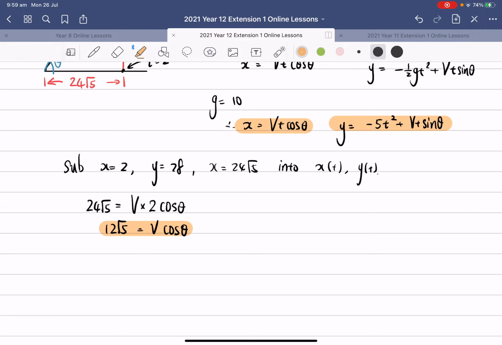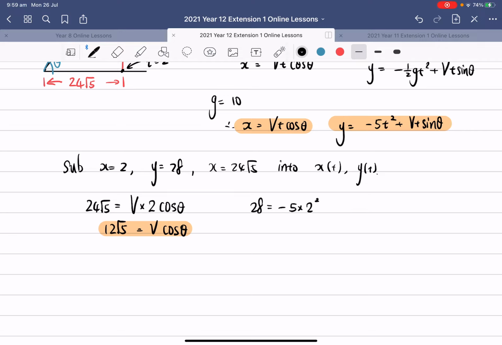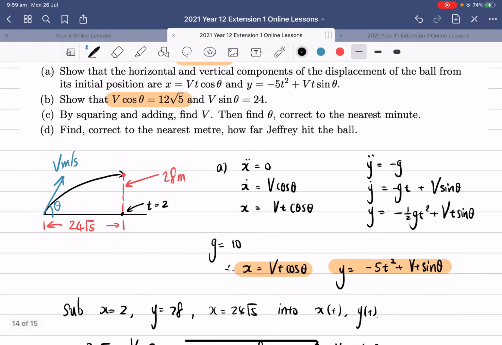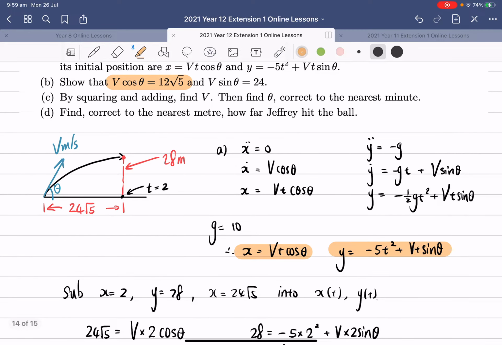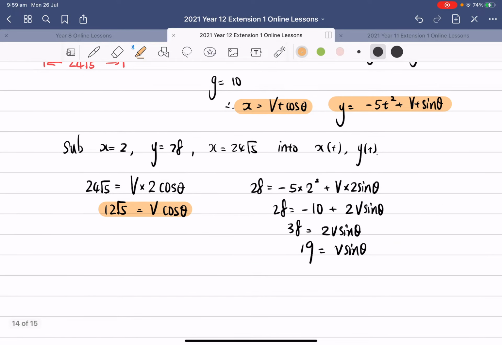We've got it here. All right, the next one is we just need to substitute into the y. So y is equal to 28 is equal to minus 5 times 2 squared, t is equal to 2, plus v times 2 sine theta. That's 28 minus 10 times 2v sine theta. So it becomes 38 is 2v sine theta. So I guess 19 is equal to v sine theta. Okay, so if my calculation is right, nope. According to the question, v sine theta is equal to 24.